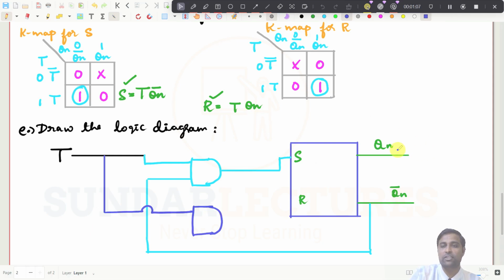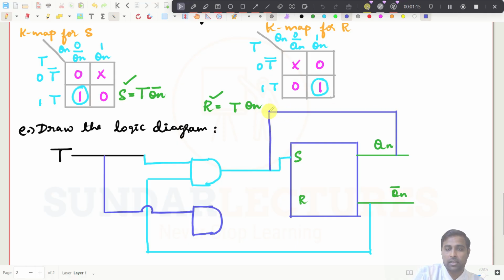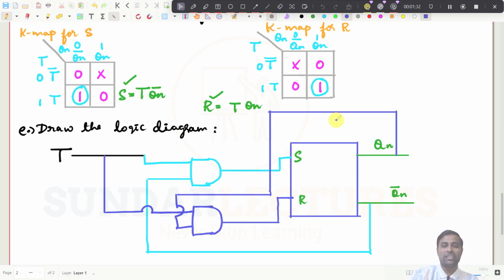What is the next input? It has to be Q n, right? So get the Q n with you. So this has to come to this input here, and this will be connected to R. Now you see, this is the diagram for conversion of T flip flop into SR flip flop.